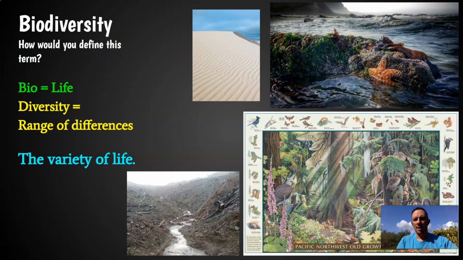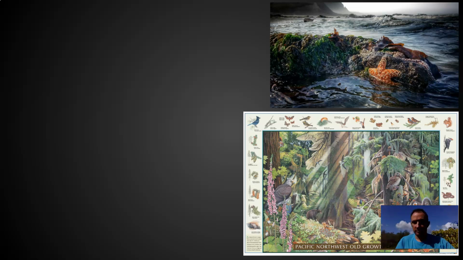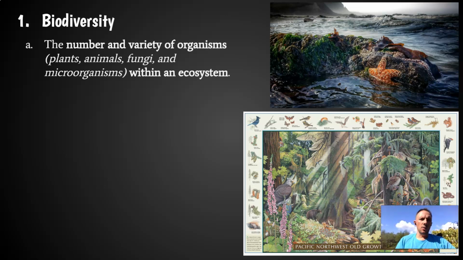So not just a particular population, but you're talking about the whole community. And of course, if you understand energy pyramids, if you remove the producers, the consumers go with them. So you get a much lower biodiversity in those habitats. Duh. Okay.